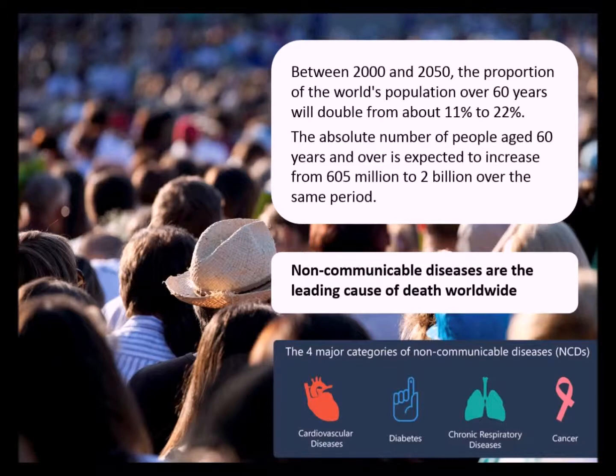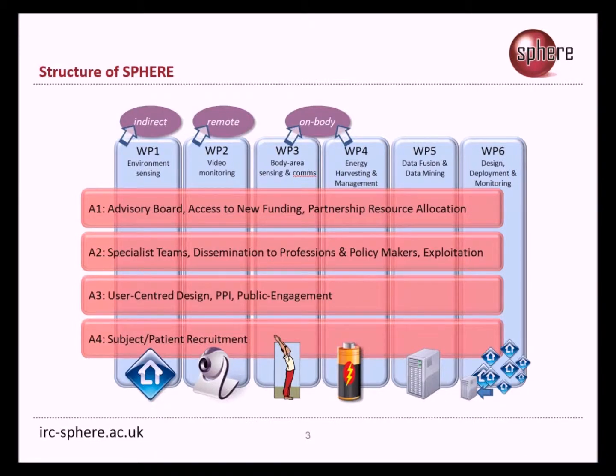of diseases, hopefully. The structure of the project: there are 6 work packages, technology-oriented work packages. Environment sensing, so the sensors in the home: light, humidity, temperature, movement, a combination of sensors. The vision behind SPHERE is to use existing sensors and integrate them into a single platform. Not to develop new sensors per se, but to create this universal platform.